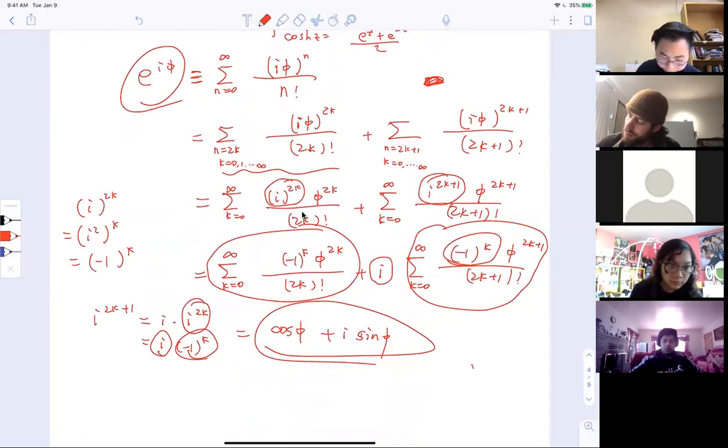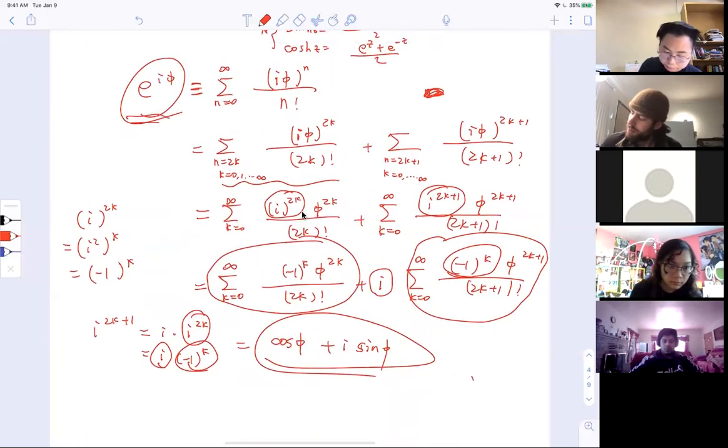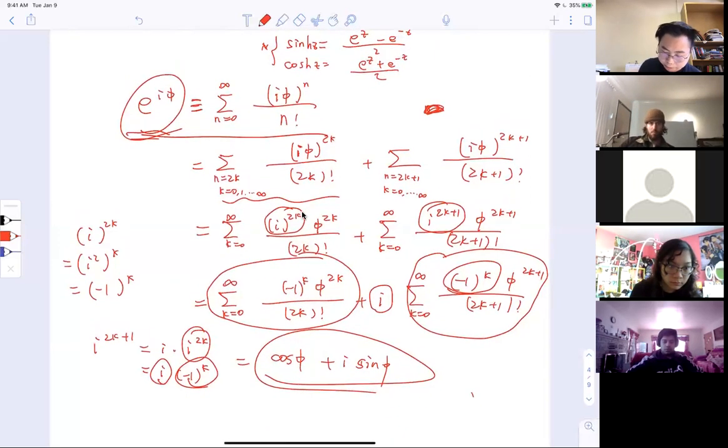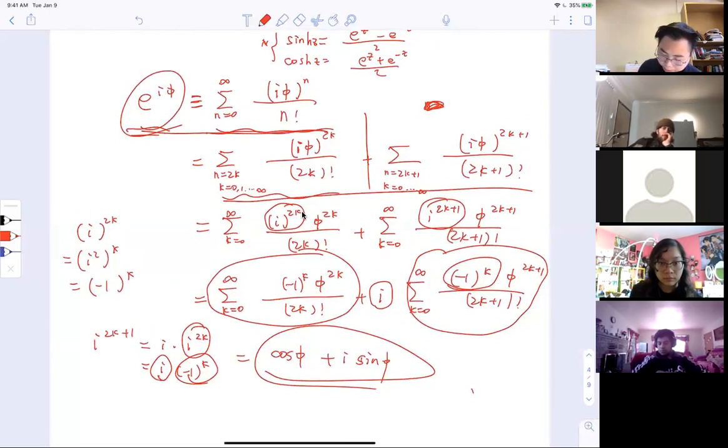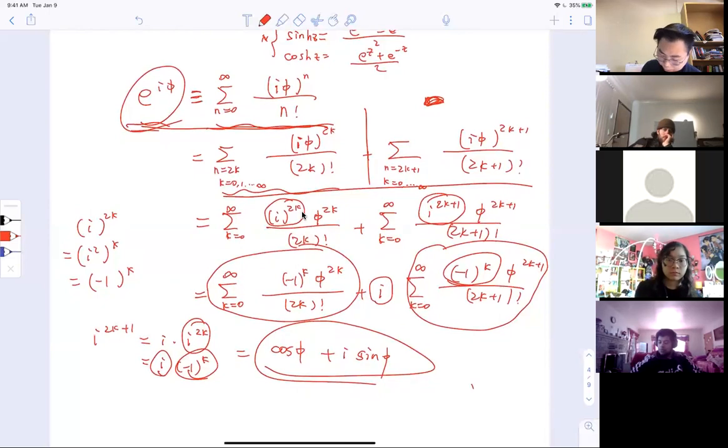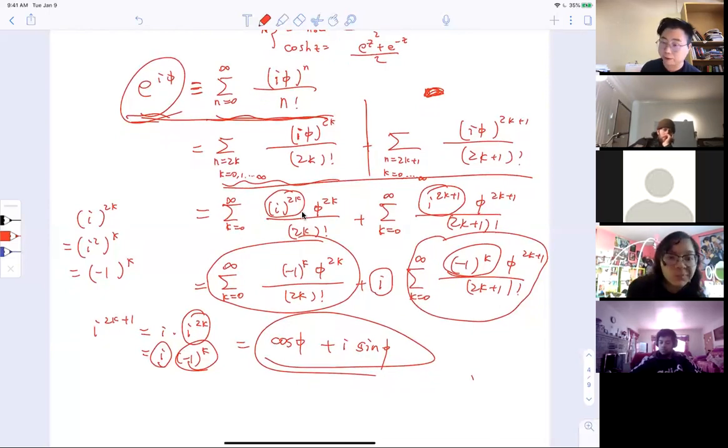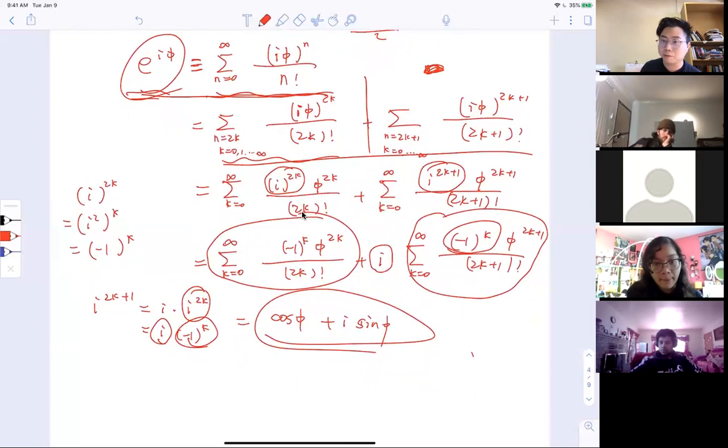And here I just show you some tricks we often use when we prove something. When you have this kind of summation from 0 to infinity, we can do some tricks. Here we divide it into two terms, one where n is odd and one where n is even. Then we simplify them and get two terms, one is cosine phi, one is sine phi. This is related to the property that cosine phi is an even function and sine phi is an odd function.